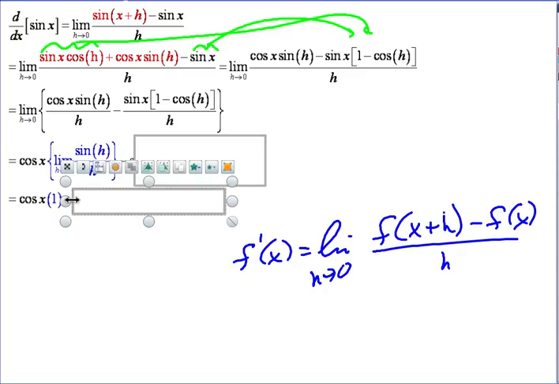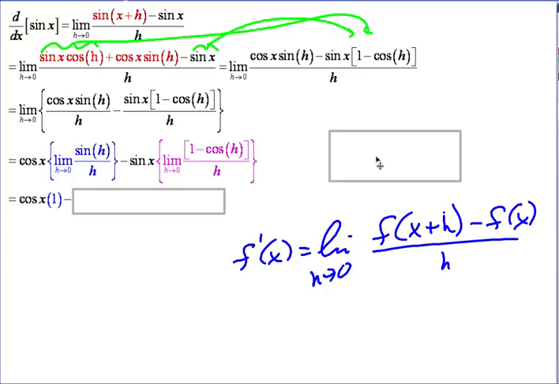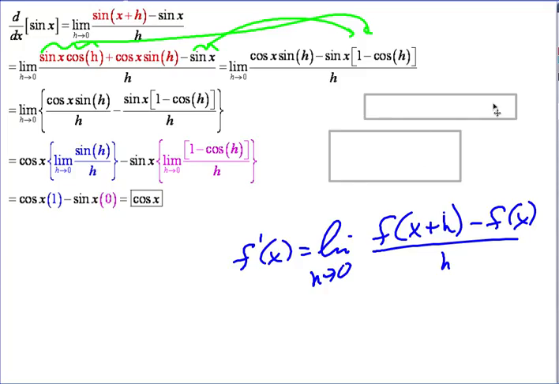So there's that one. Okay, now what about the other part? Over here, I could split that into a sine x times a quantity 1 minus cosine h over h. I'm going to lump the denominator with that factor in the numerator, right? And that's also a limit that we know. That one is 0, that's our other special limit. The limit of 1 minus cosine h over h as h goes to 0 is 0.